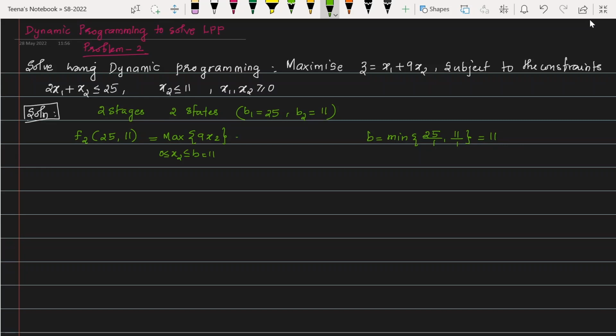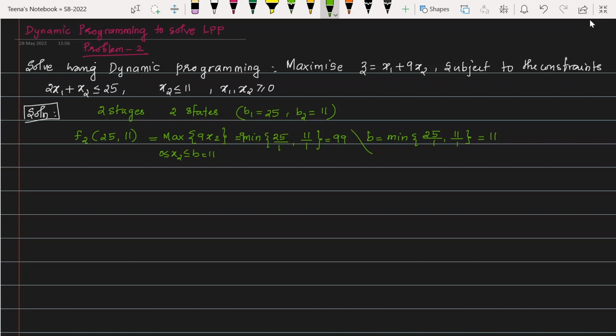Therefore this can be written as 9 into the minimum of x2. The minimum of x2 is 25 by 1, then 11 by 1. So this minimum value is 11. So 9 into 11 gives 99. That is the stage 2 value f2(25, 11).